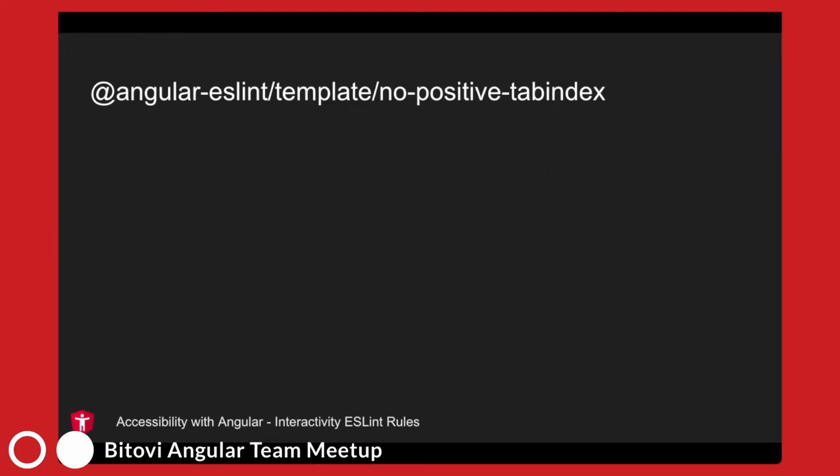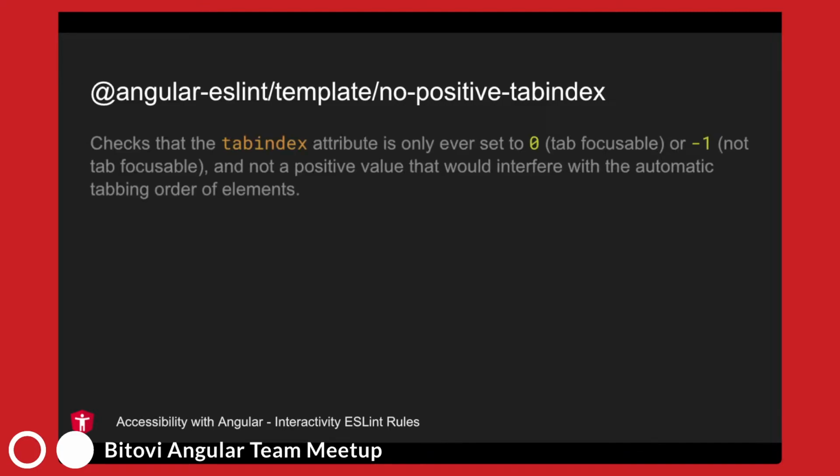Okay, next we've got no positive tab index, which makes sure that you can only assign 0 or -1 to the tab index attribute, which either makes an element focusable or not focusable and doesn't interfere with the automatic tabbing order.